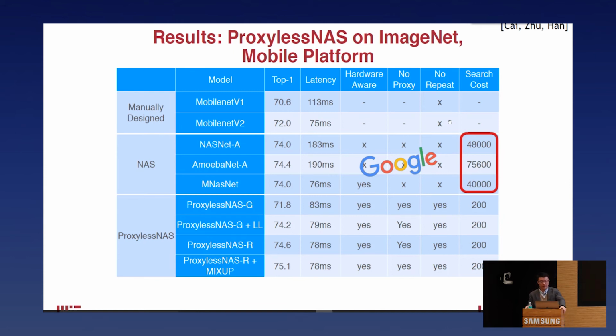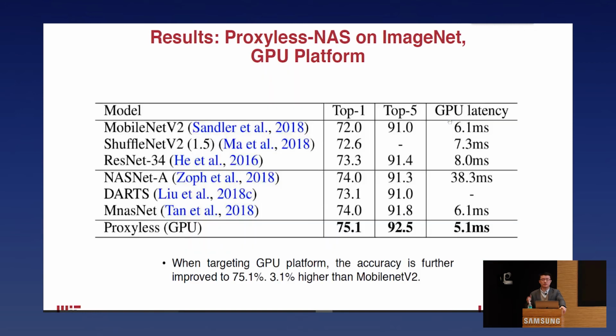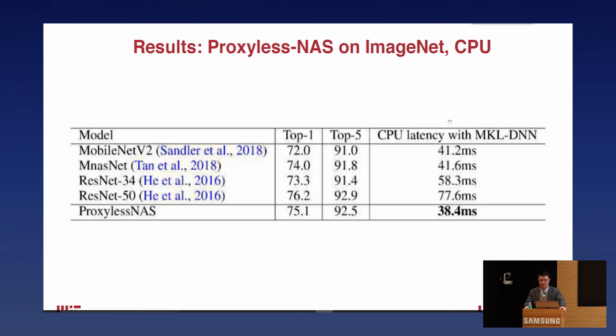We can have a higher accuracy, using the same setup. We achieved 74.6 top-1 accuracy with a similar latency measured on the Pixel 1 mobile phone. And this is the floating point result. And also, we can search a specialized model for the GPU platform. We can achieve about 20% better latency and 1% better accuracy, given 200 times fewer GPU hours. And we can also search the model specialized for your CPU.